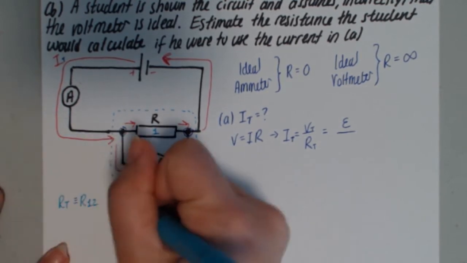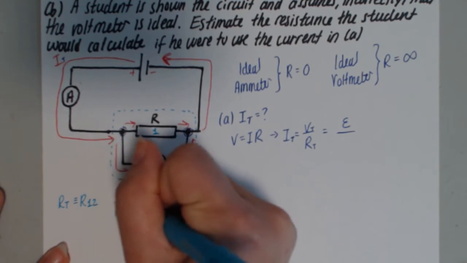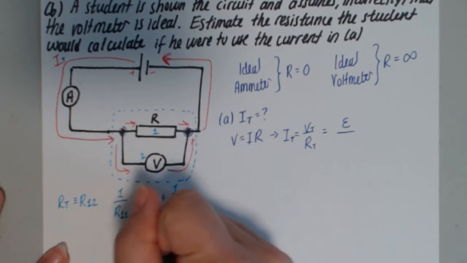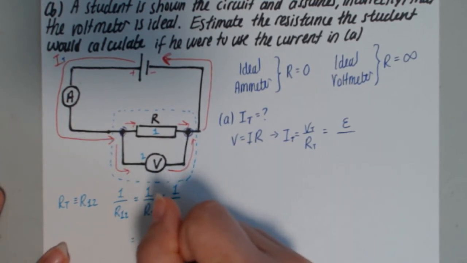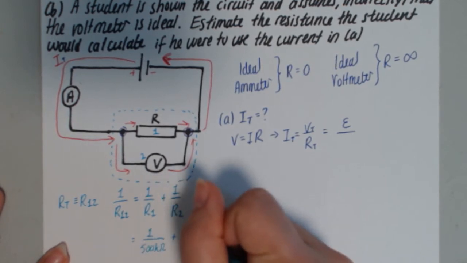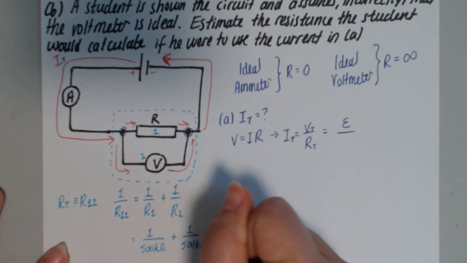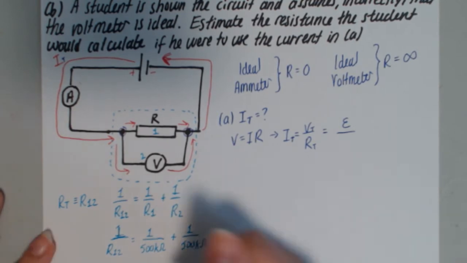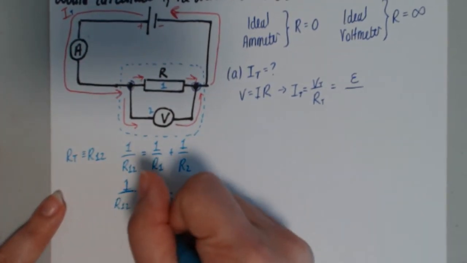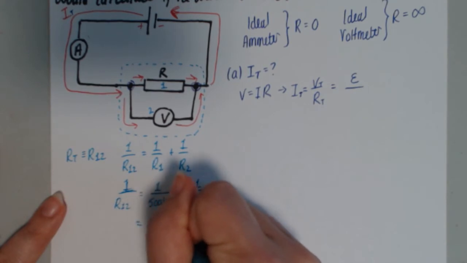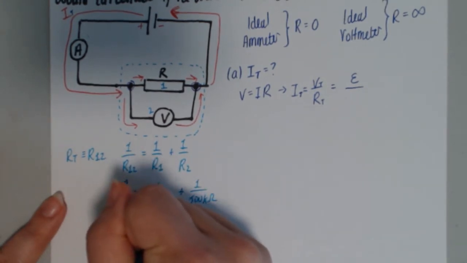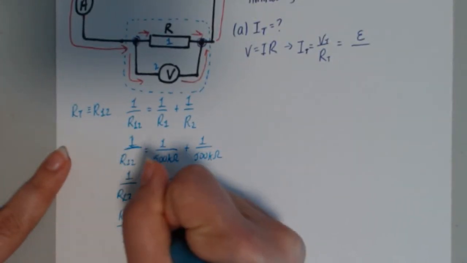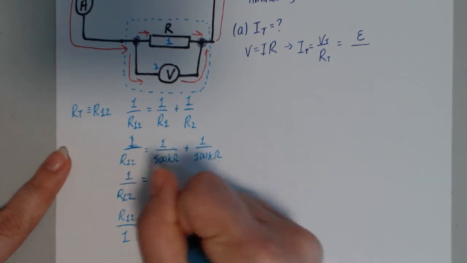Since they are in parallel, 1 over R12 is equal to 1 over R1 plus 1 over R2. So 1 over 500 kiloohms. I'll convert the kilo at the very end. So 1 over 500 kiloohms is 1 over R12. Okay, common denominator is 500 kiloohms. So the numerator becomes 2. 2 over 500 kiloohms is 1 over R12. Flip both fractions, and we're going to get R12 over 1 is equal to 500 kiloohms divided by 2.